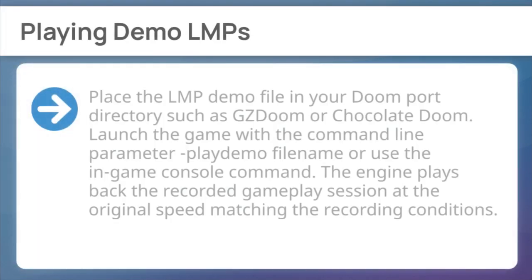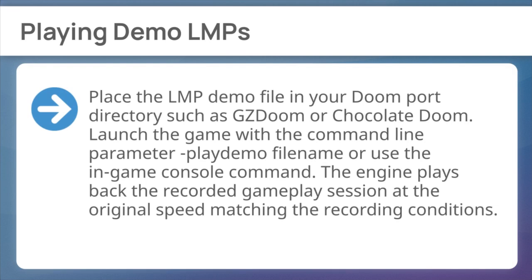First, playing demo LMPs. Place the LMP demo file in your Doom port directory, such as GZDoom or Chocolate Doom. Launch the game with the command line parameter -playdemo FileName or use the in-game console command. The engine plays back the recorded gameplay session at the original speed, matching the recording conditions.